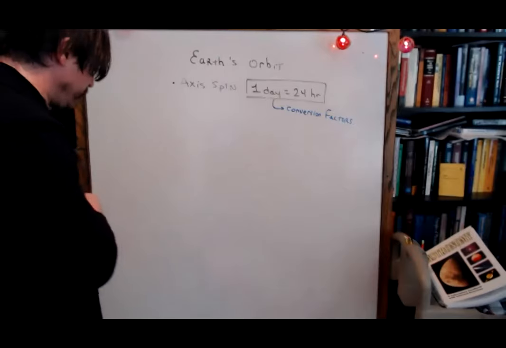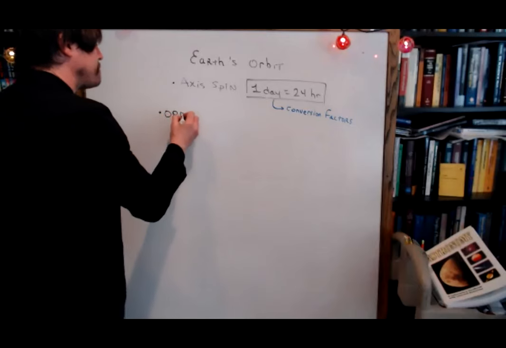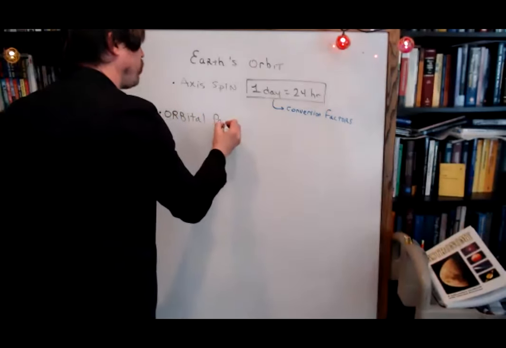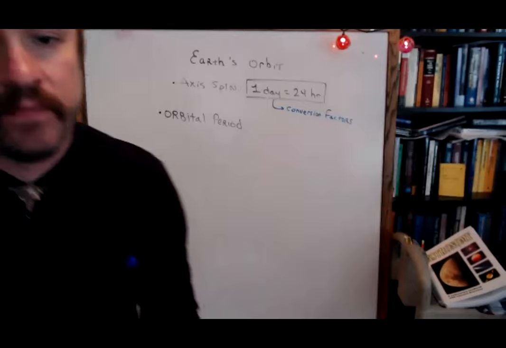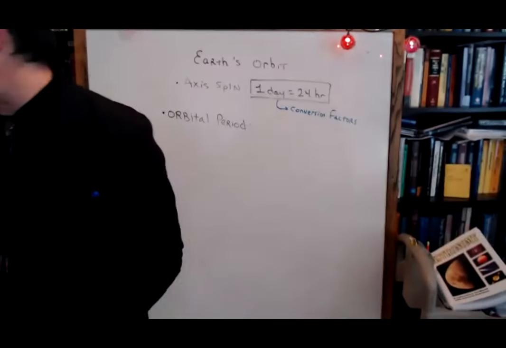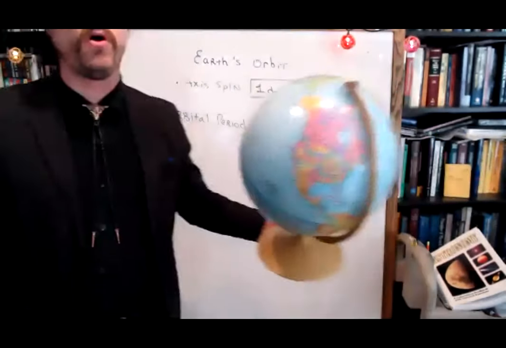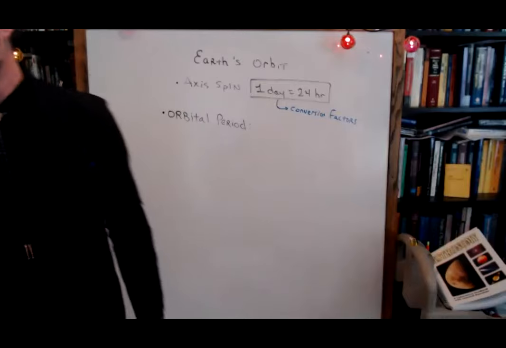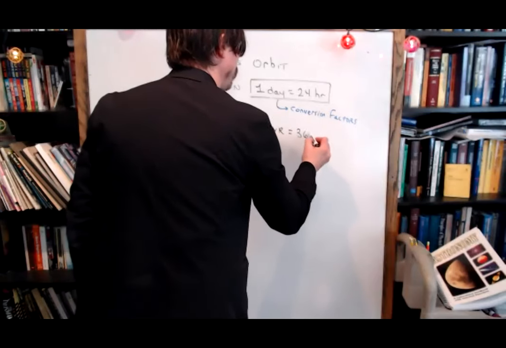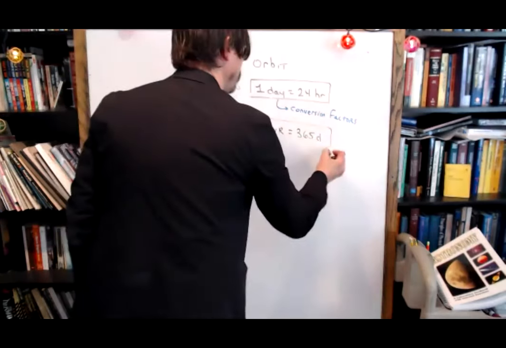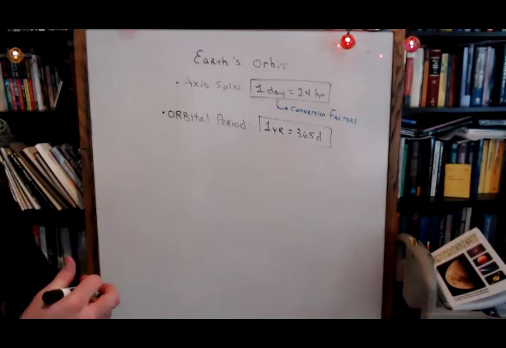Okay, so in addition to Earth's axis spin, we also have its orbital period. Its orbital period is its revolution around the sun. And like its axis spin, the orbits of all planets and all asteroids all orbit the sun counterclockwise as well. The orbital period, of course, gives rise to 1 year, which is 365 days. Another thing that I'm doing when I write these conversion factors down is I show you the abbreviations that we're going to use collectively as a class.